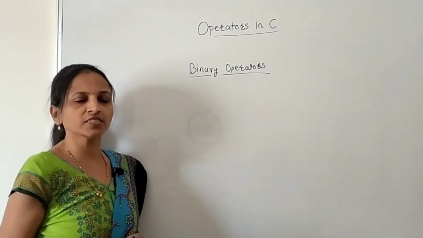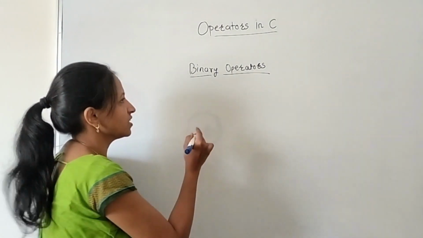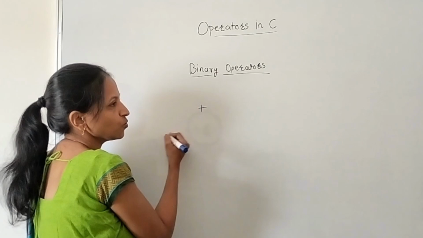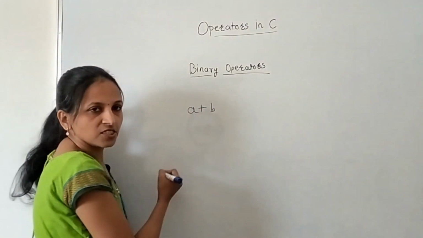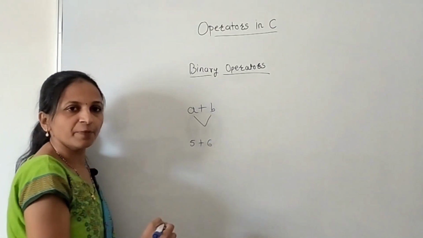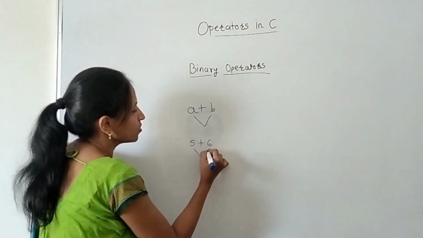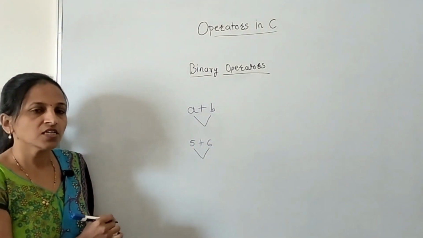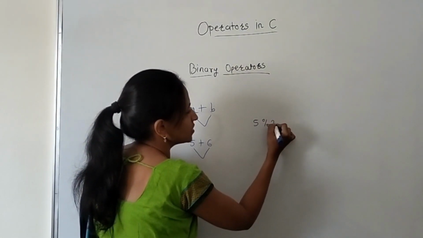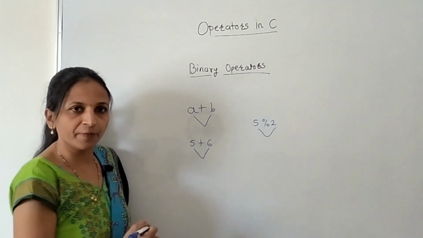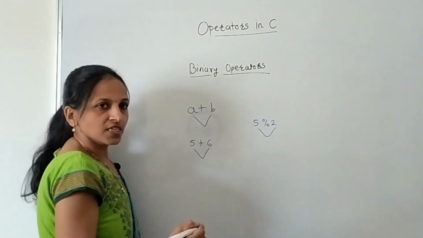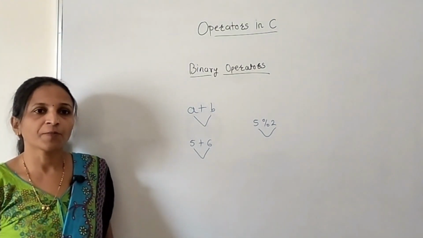Now see, what does two operands mean? Consider the arithmetic plus operator. This is acting on two operands, suppose A and B. Suppose I am writing 5 plus 6, then this is acting on these two operands. Suppose I am writing 5 modulus 2, this is again acting on two operands. That's why this plus, this modulus, these are called binary operators.